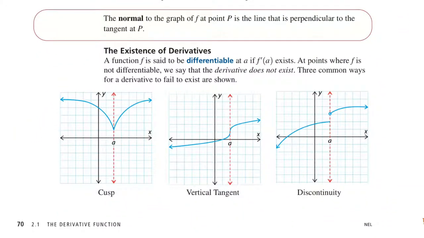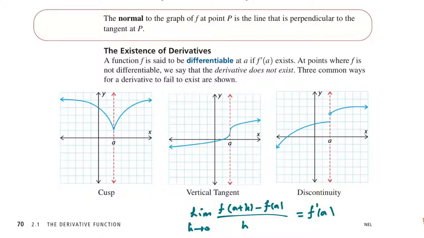The existence of the derivative, or differentiability. We said the derivative of f of x at x equals a is the limit of f of a plus h minus f of a over h as h approaches 0, provided that this limit exists. In some cases, this limit does not exist, and we say the function is not differentiable at a. The function is differentiable at a if f prime of a exists. When the left side limit of f of a plus h minus f of a over h as h approaches 0 and the right side are not the same, the limit does not exist.